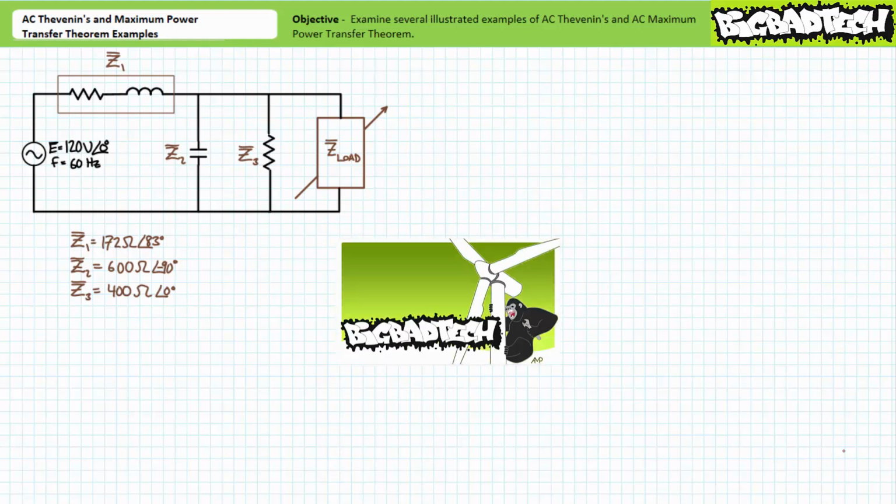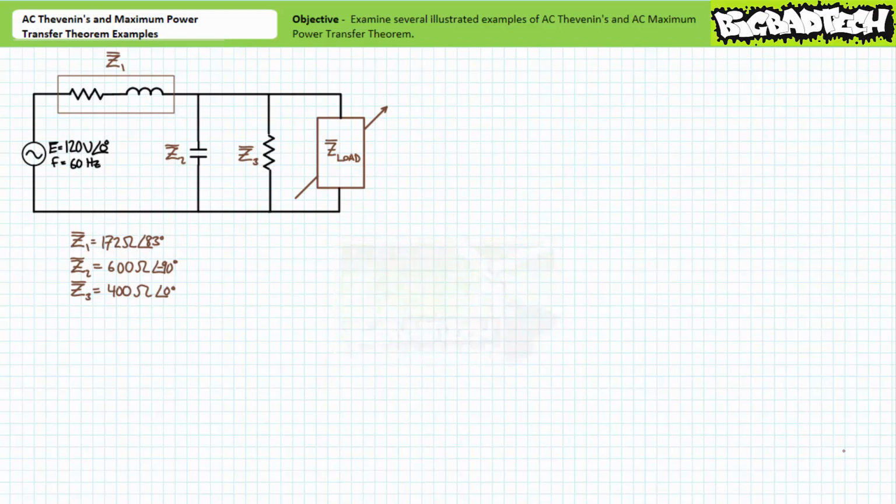This lecture operates under the presumption the viewer has more than a passing familiarity with both the Thevenin's theorem and the maximum power transfer theorem as illustrated in the AC Thevenin's theorem and the AC maximum power transfer theorem lectures, both available at the Big Bad Tech channel. If you lack the requisite level of familiarity with these topics, please review the aforementioned supporting material and return to this lecture when you are so qualified.